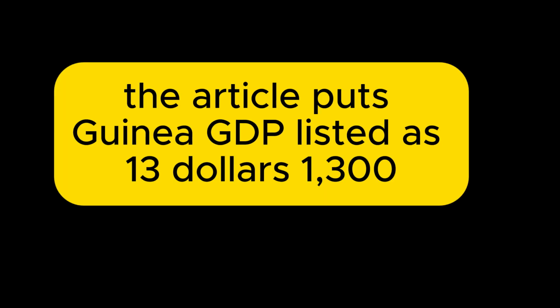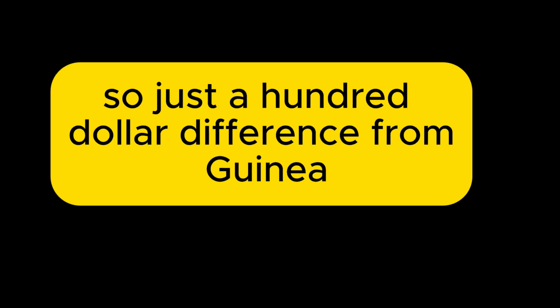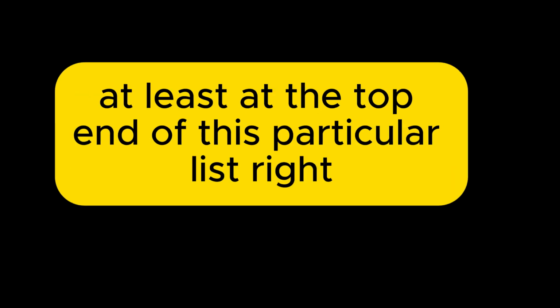Okay. Number 10. All right, at number 10, the article puts Guinea, GDP listed as $1,300. Okay. Moving to number 9, we see Mozambique, and their GDP listed at $1,200. So just a $100 difference from Guinea, which the source notes starts to show how close these numbers are, at least at the top end of this particular list.